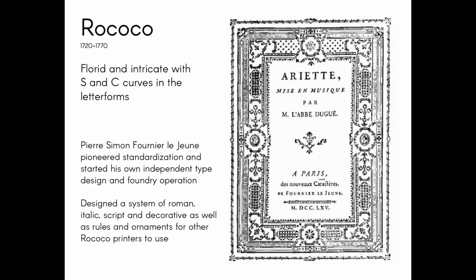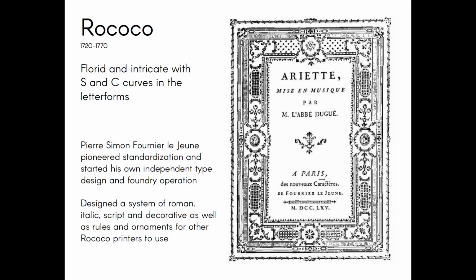So as far as reading a little bit better, Rococo might not be the best for that, because Rococo in design and art history is all about flourish and filigree and excess. So it's very florid, it's intricate with a lot of S and C curves in the letter forms. This is sort of the swoopy script, I'll call it. One of the people that we're going to look at is Pierre Simon Fournier Lejeune, and he pioneered standardization. Oh, the concept of standardization. Here we come. We want to figure out how, if we have, say, 100 print shops, we make a system so that basically everyone's on the same page.